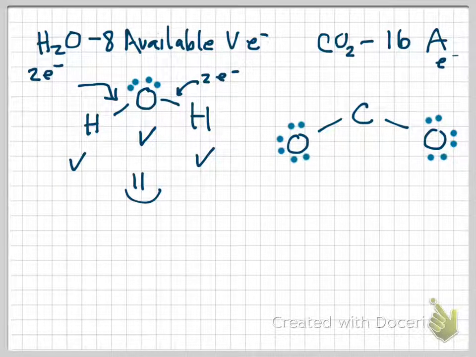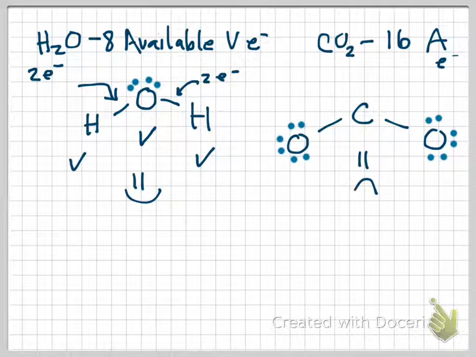Now, I only had 16 electrons to start with, and now I've used up all 16 of my electrons by making the oxygen atoms happy, and I have no electrons left to make carbon happy. So carbon is sad.